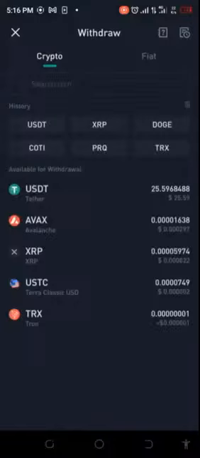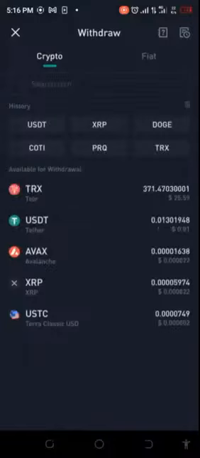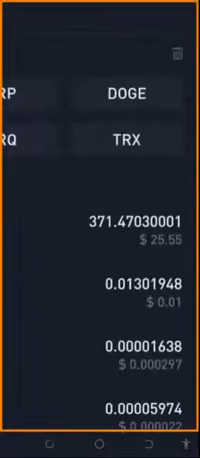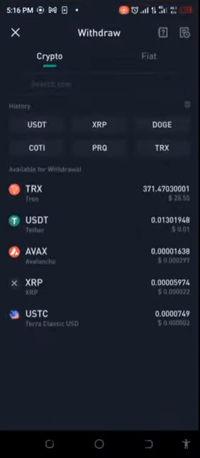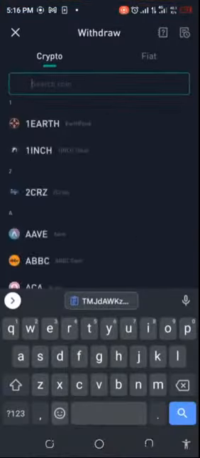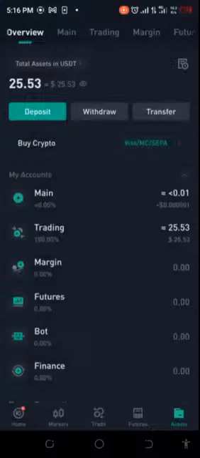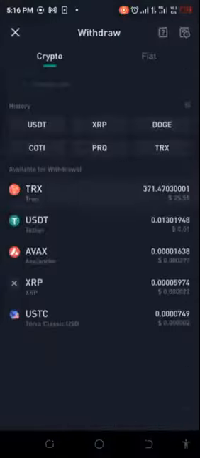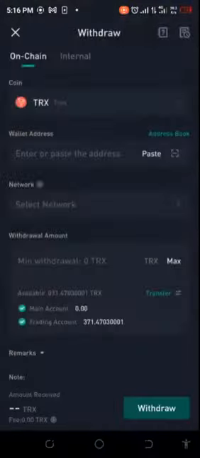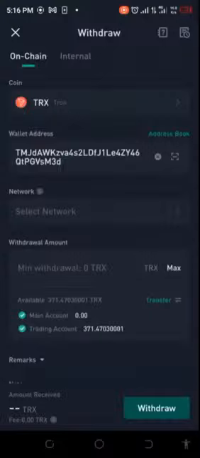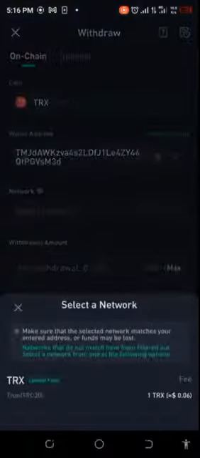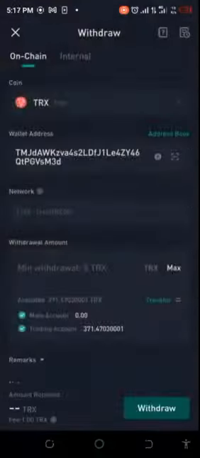So we're withdrawing from here and we're withdrawing TRX. You can see it already has everything there, okay? We're taking everything over. No, this is what I want. I'm withdrawing this and I'm just clicking on this and then we'll now put in the address, the wallet address. The network is TRC20, obviously, and that's 1 TRX.